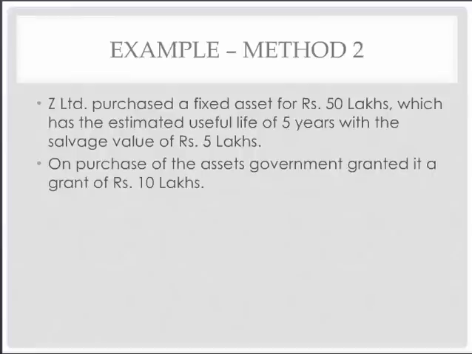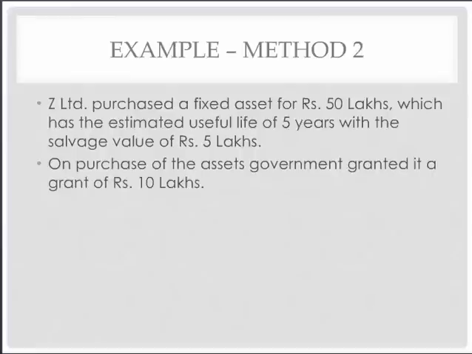Government grant received 10 lakh rupees. Cost of fixed asset 50 lakhs. Useful life 5 years, salvage value 5 lakhs. Here we are not going to reduce the cost of fixed assets. That means fixed assets will remain at 50 lakhs. The depreciation on this fixed asset will be 50 lakhs minus 5 lakhs salvage value divided by 5 years, which is 9 lakhs per annum.